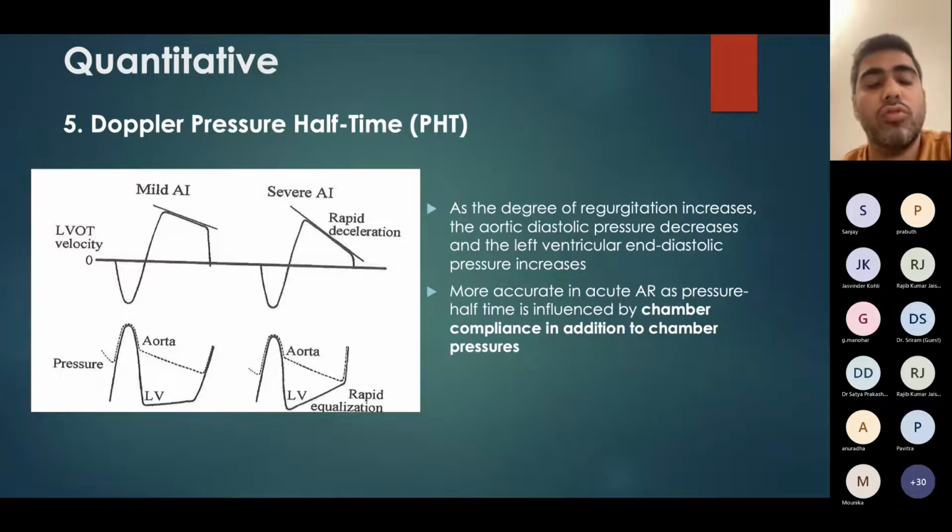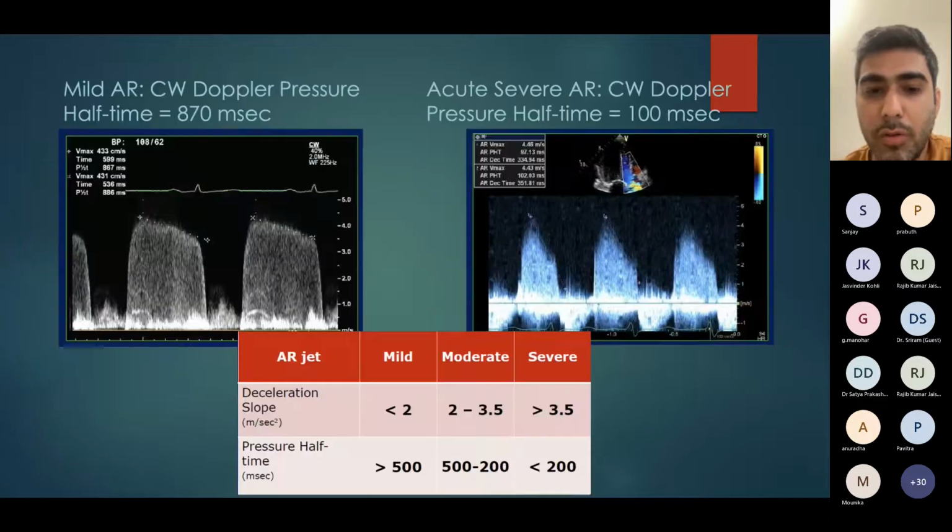Doppler-derived pressure half-time is also used to determine the severity of aortic insufficiency. As the degree of regurgitation increases, the aortic diastolic pressure decreases and the LV diastolic pressure increases. The pressure half-time is more accurate in acute aortic regurgitation, as it is influenced by chamber compliance in addition to the chamber pressures. In mild aortic regurgitation on continuous wave Doppler, the pressure half-time would be more than 500, and less than 200 would be suggestive of severe aortic regurgitation.